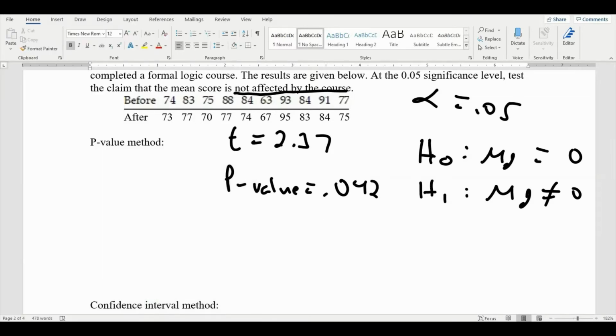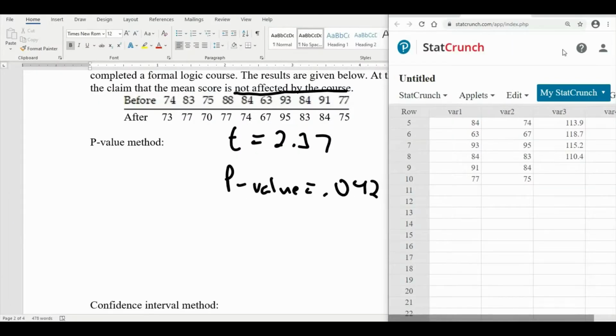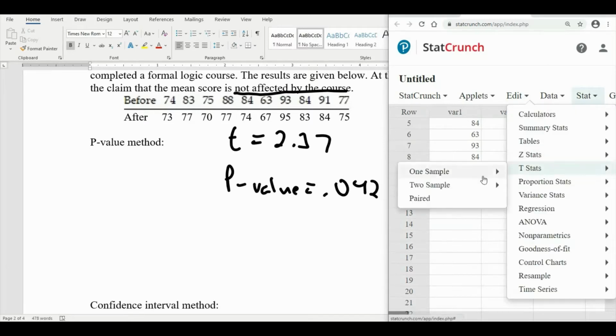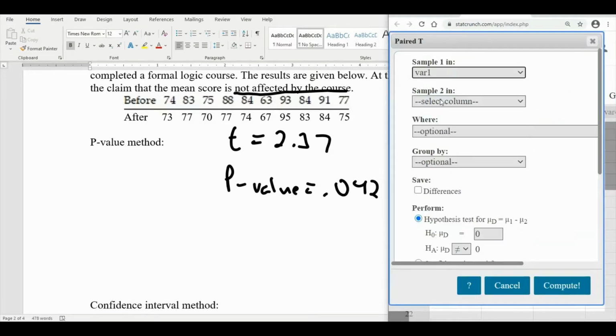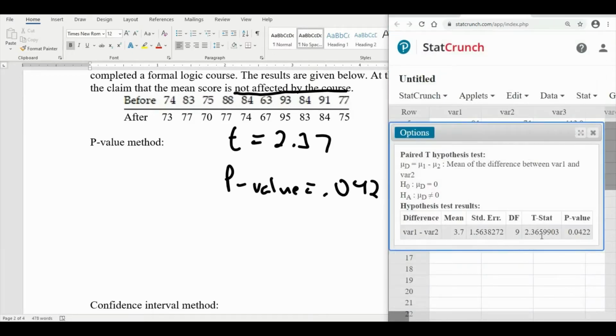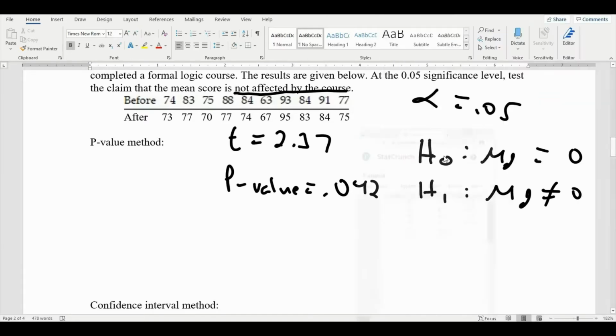If I use StatCrunch, StatCrunch is way easier because it has a feature that we can use. I've already got the values stored in var1 and var2. So if I go to stat, t stat, see that paired? That's what you're looking for. Column 1 would be var1, column 2 is var2. Keep it on not equals, just click compute. You see those values. If I round, 2.37 and then 0.0422 if I want to put in the extra 2. So you tell me which one is easier. I know which one is, just admit it.